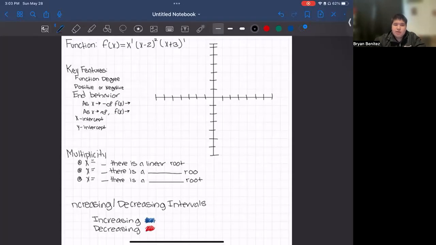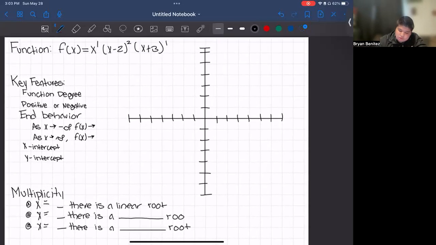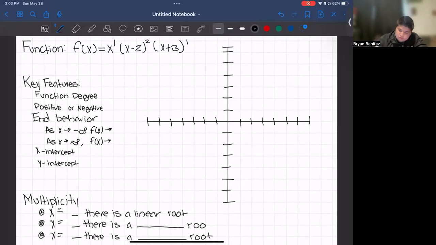Hello everyone. Today we'll be learning how to graph a linear and quadratic function. Okay, so let's begin by drawing the graph. Since we know the x is 0, our first point is going to be on 0, 0. And then we're switching the signs again, so this is going to become a positive 2 and a negative 3.